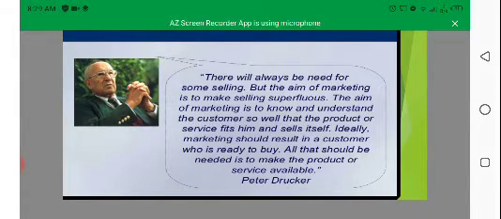but the aim of marketing is to make selling superfluous. The aim of marketing is to know and understand the consumer so well that the product or service fits him and sells itself. Ideally, marketing should result in a customer who is ready to buy. All that should be needed is to make the product or service available. Peter Drucker.